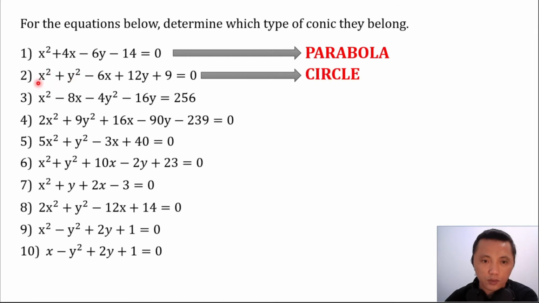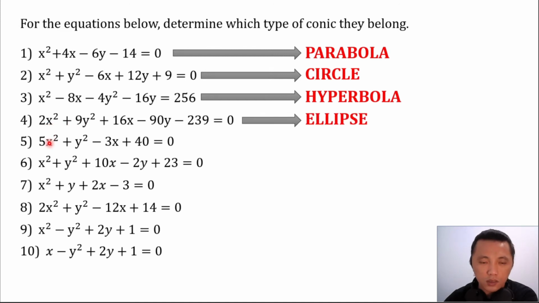So that's a circle. x squared minus 8x minus 4y squared minus 16y equals 256. x squared and y squared are not equal in value but different in sign, so this is a hyperbola. 2x squared plus 9y squared plus 16x minus 90y minus 239 equals 0. You have 2 and 9, same signs but not equal in value.